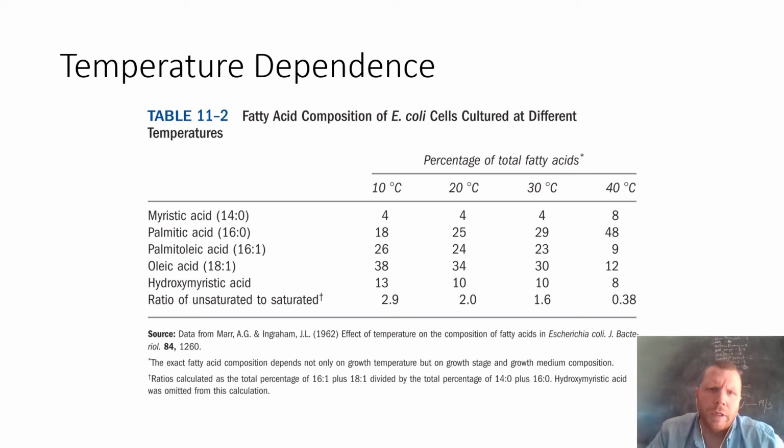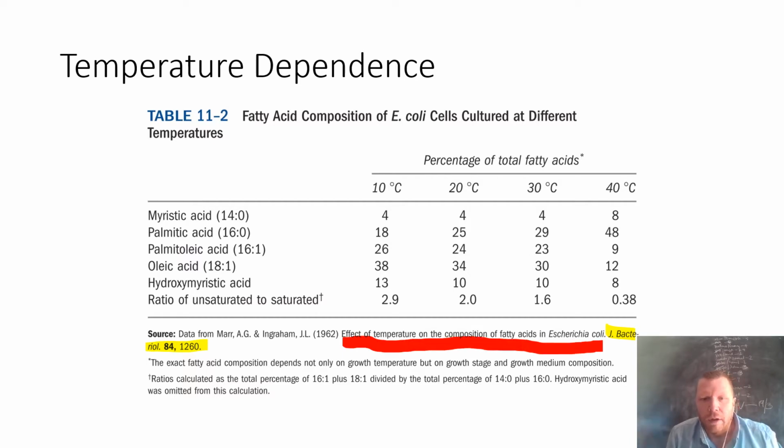So this table right here is showing us the temperature dependence of fatty acids based on growth temperatures of E. coli. This is original data coming from a paper from 1962 from the Journal of Bacteriology. What this paper shows us is the effect of temperature on the composition of fatty acids in E. coli. It shows a couple of different experiments: growth of E. coli at 10 degrees Celsius, 20 degrees Celsius, 30, and 40 degrees Celsius.